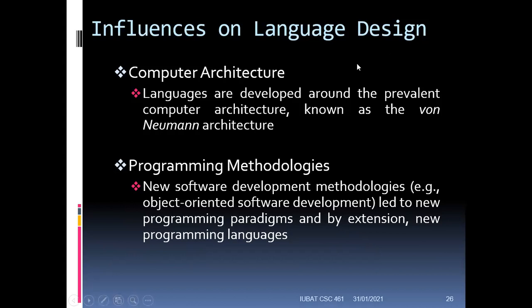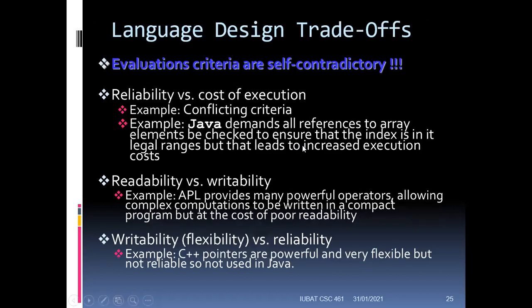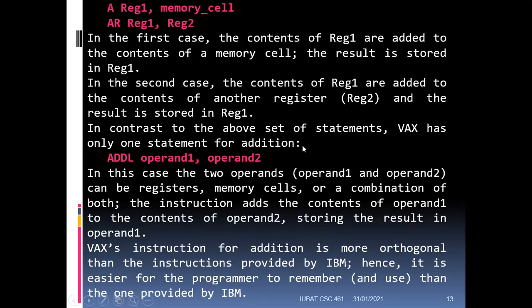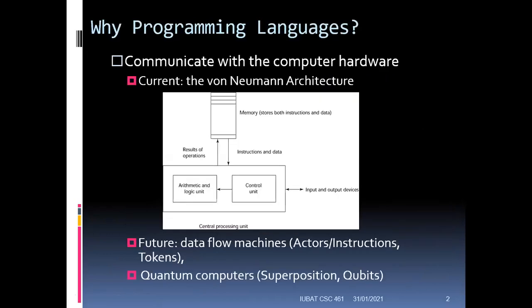Now, languages developed around the prevalent architecture. One of the most prevalent architectures is the von Neumann architecture. We'll talk about that as well. I think we discussed this in the first class. Let me check again. Yeah, so this was the von Neumann architecture.